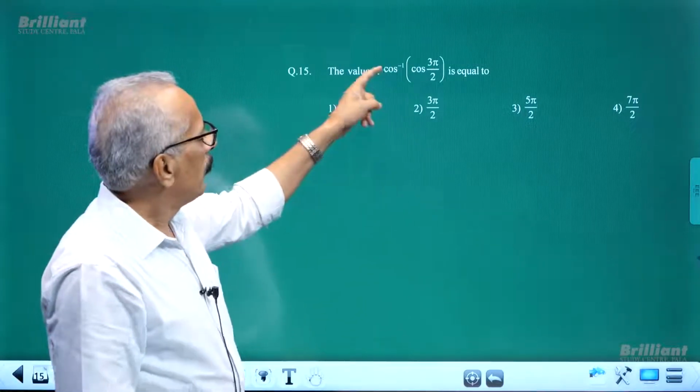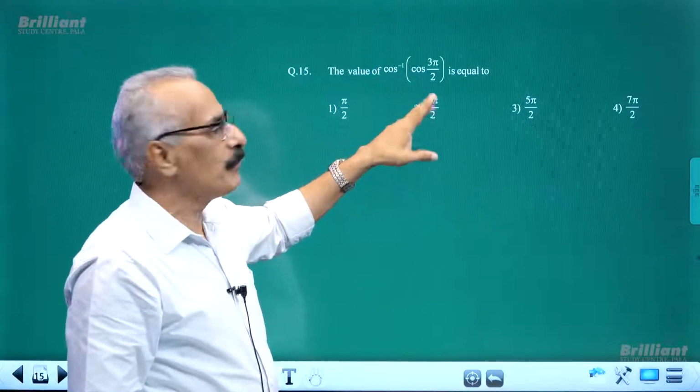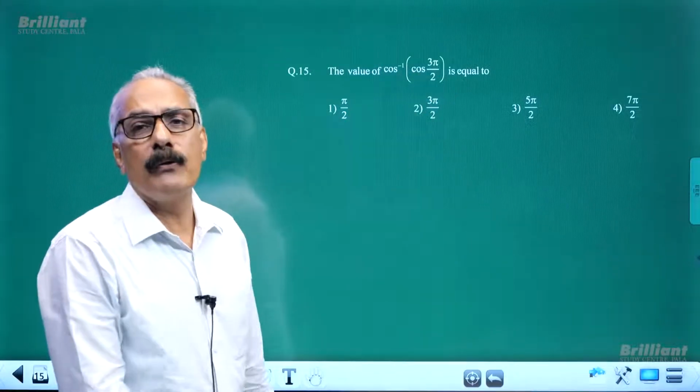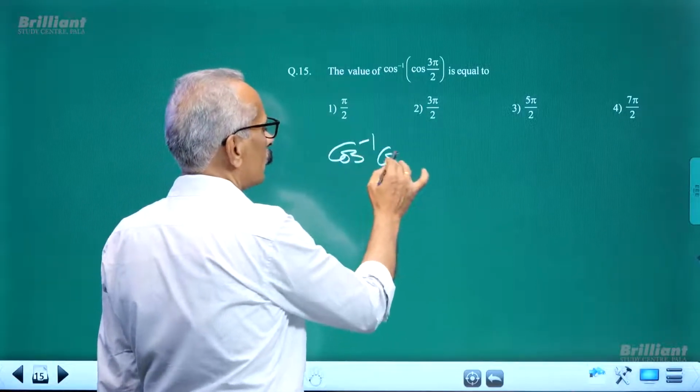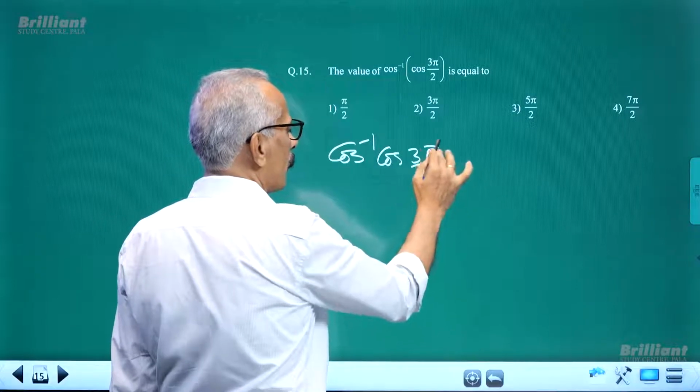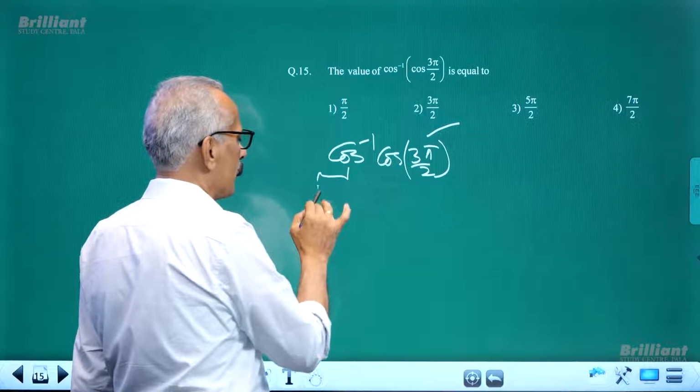Similar question we have. Trigonometry inside inverse. You know cos 3 pi by 2 is 0. That is cos inverse cos of 3 pi by 2. Don't write 3 pi by 2, because 3 pi by 2 is more than pi. This answer, cos inverse will lie between what and what?